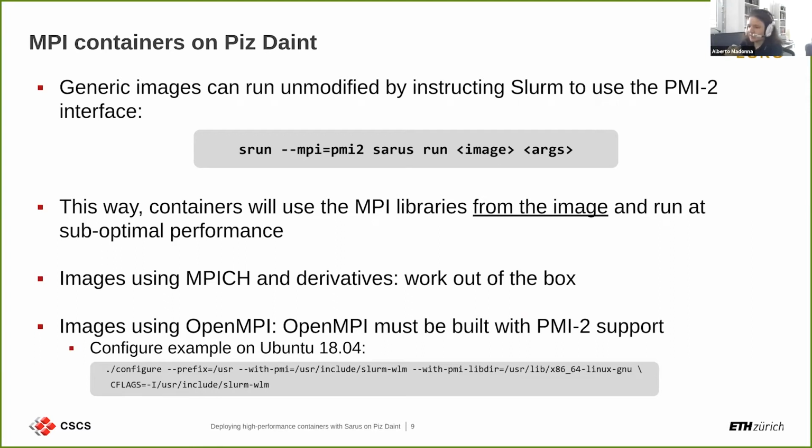When using OpenMPI, OpenMPI must be explicitly built with PMI2 support. And here at the bottom of the slide, we see an example of how to configure OpenMPI during the build step on an Ubuntu system. As you can see, as far as Ubuntu packages go, PMI2 header files are available within the Slurm workload manager package. So that's why you see the Slurm references here.